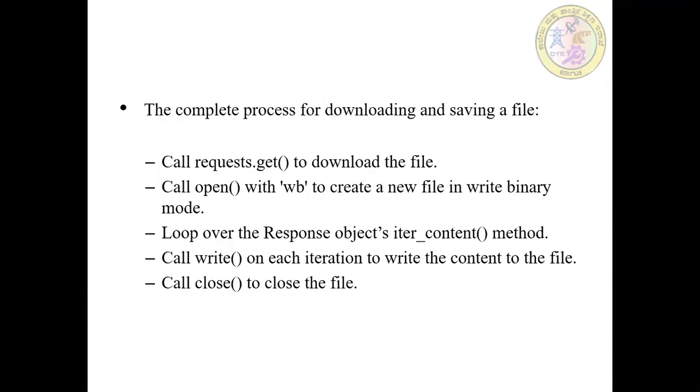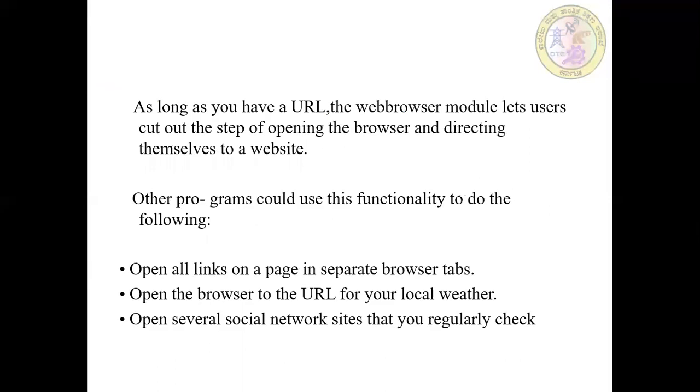The complete process for downloading and saving a file. Call requests.get to download the file. Call open with 'wb' to create a new file in write binary mode. Loop over the Response object's iter_content method. Call write on each iteration to write the content to the file, and call close to close the file.